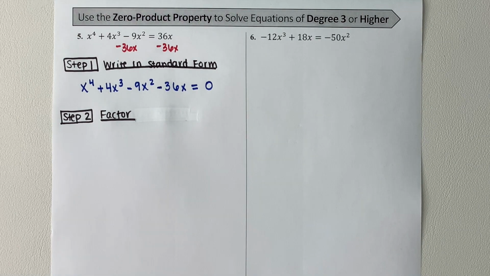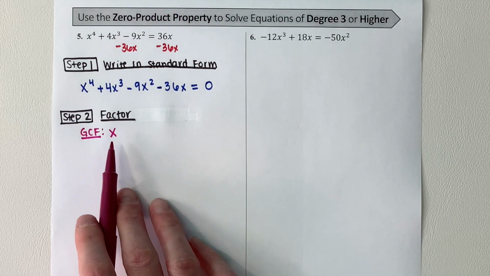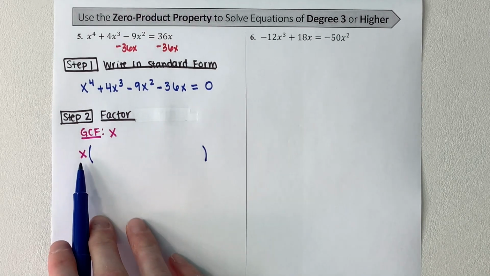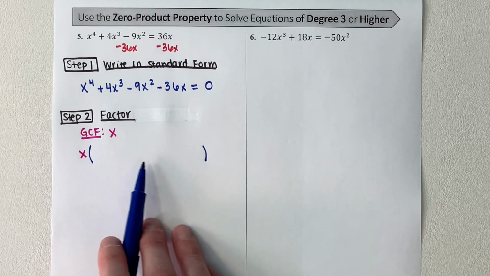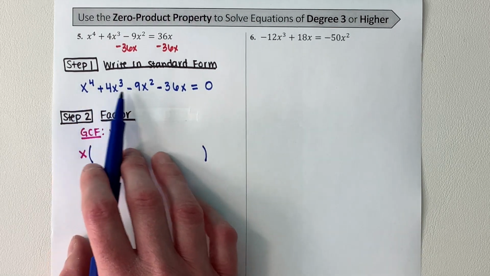The first step in any factoring problem is to check for a greatest common factor. The greatest common factor here would be x. So since there is a greatest common factor, we need to factor out that greatest common factor. To do that, we write the greatest common factor outside of parentheses, and then we think through, what do we have to put inside these parentheses so that when we distribute the x, we get this expression here?